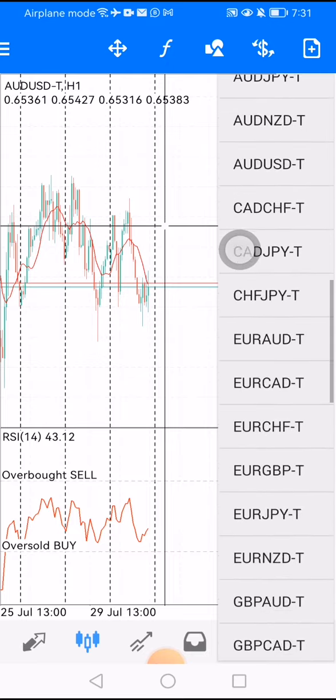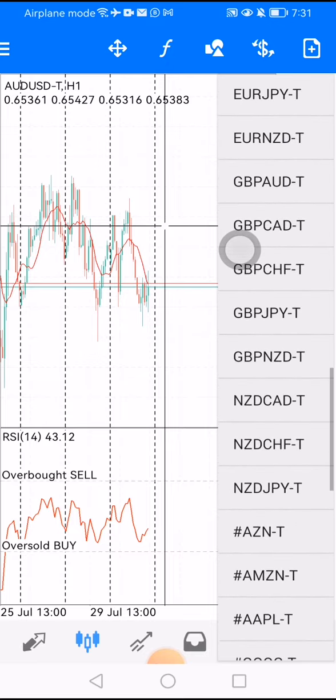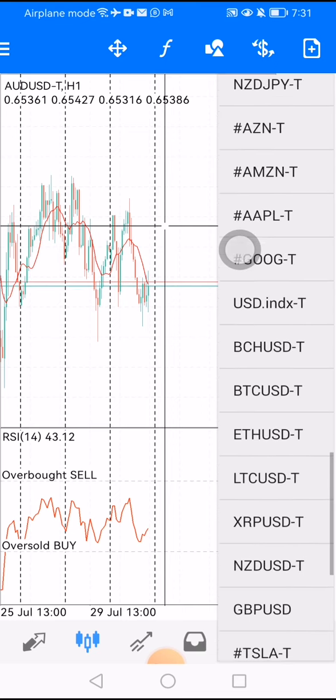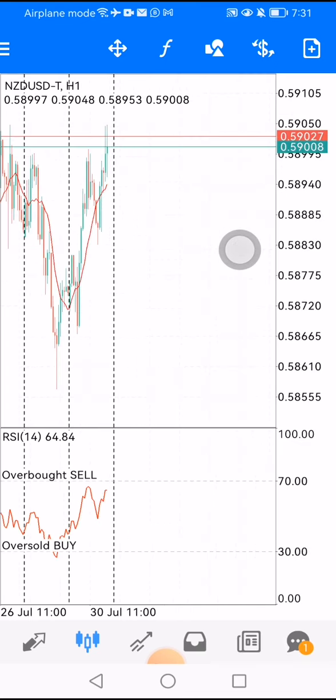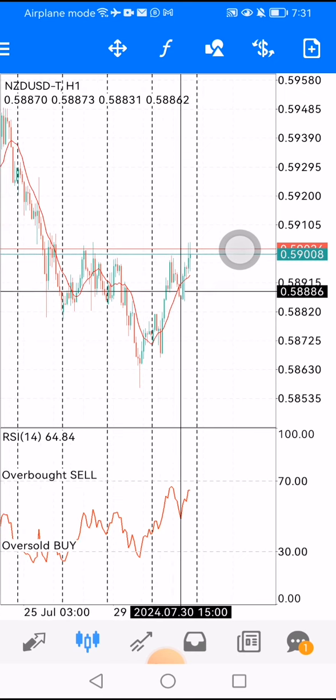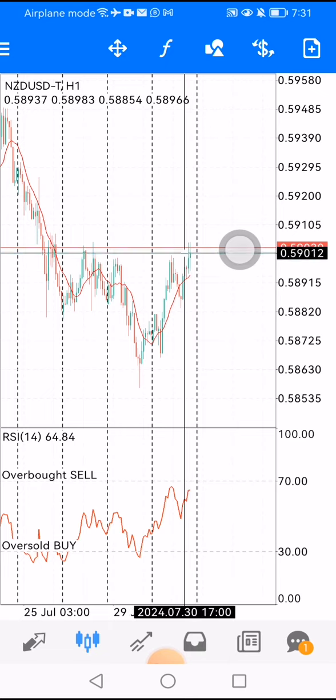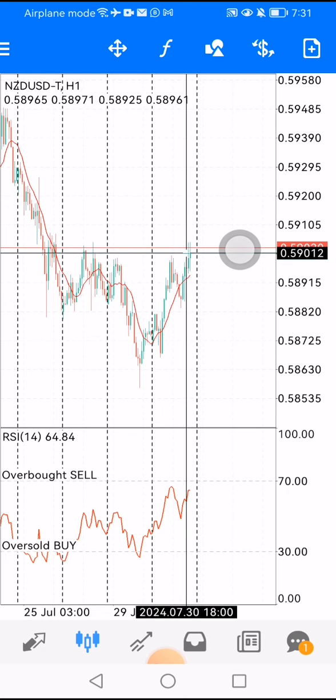NZD USD, same. You know what I'm saying? I guess you understand what I'm saying. So if you look at NZD, this one, there is a bit of a mix-up. There was a pullback and then it went up. But most times, like 80% to 90% of the time, we always have that happening, right?